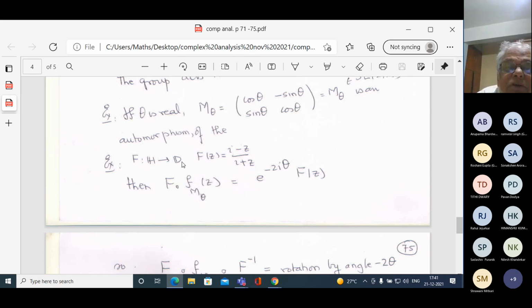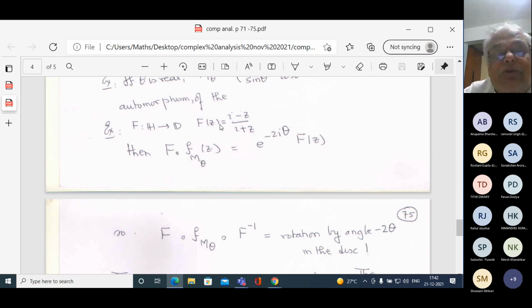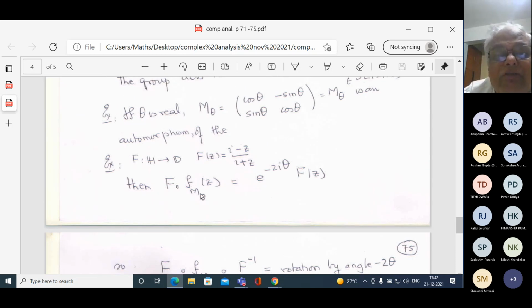The image, remember, is in the disk. So this is an exercise which you should sit down and do. I'm telling you what f(z) is. I'm telling you what f_m(θ) is. f_m(θ) is (az + b)/(cz + d), where a, b, c, d are cos θ, minus sin θ, sin θ, cos θ.